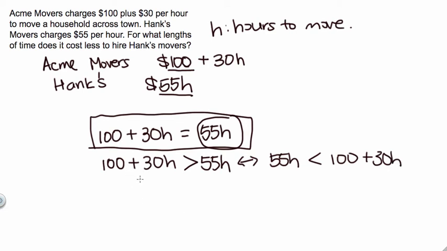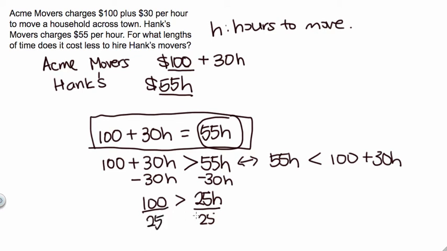And by now, you guys are experts at solving these inequalities. So get all the H's together. So subtract 30H from both sides. I get 100 is greater than 25H. And finally, I just need to divide by 25 on both sides. It's positive, so I don't need to worry about switching the signs or anything like that. And the result is that H is greater than 2. Oh, whoops, my bad. 100 divided by 25, so it is 4.